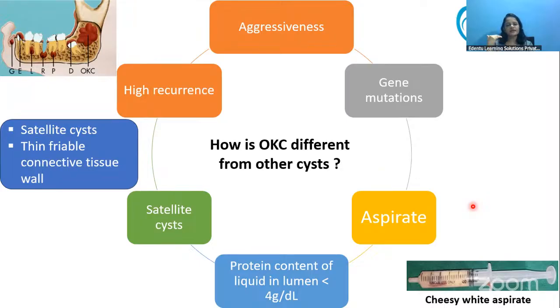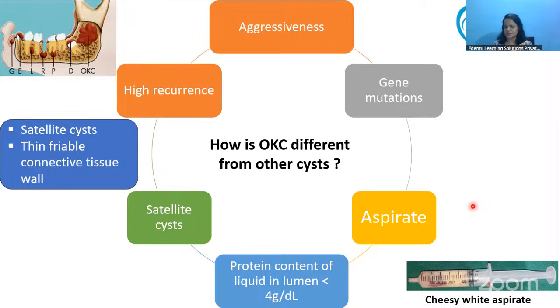Okay, so if you look at the protein content of the liquid in all the odontogenic cysts, almost all the other odontogenic cysts will have a protein content greater than 4 gram per dl. They will have a higher protein content. But this OKC alone will have a lower protein content, less than 4 gram per dl. This is also attributed to the presence of keratin. Since the keratin is a very hard structure, the outside serum cannot penetrate easily inside the cystic lumen. So that creates a lower protein content like this.